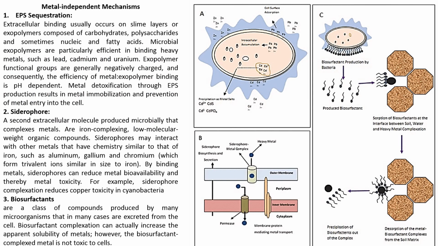So metal independent mechanisms are many. There are lots of metal independent mechanisms, but these are the certain mechanisms that are commonly observed in microbial metal resistance. So they are EPS sequestration, siderophore production, and production of biosurfactants. Okay, so EPS sequestration, EPS stands for extrapolymeric substances, extracellular polymers, and extracellular polysaccharides.